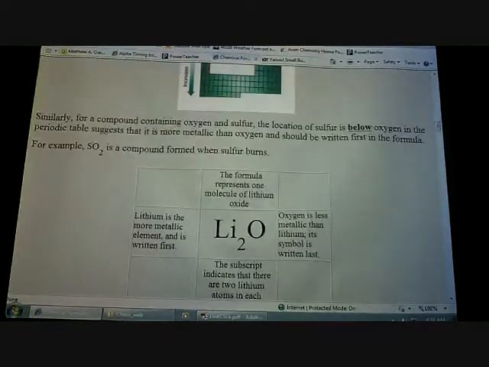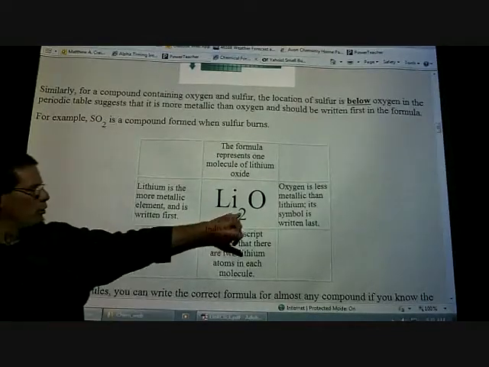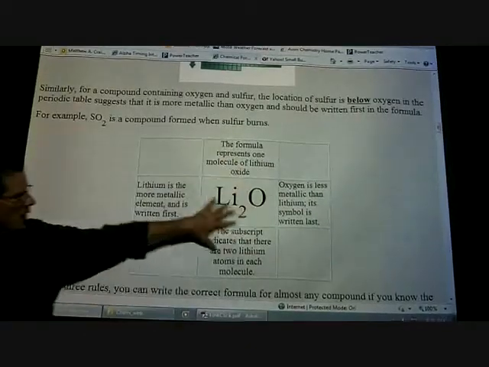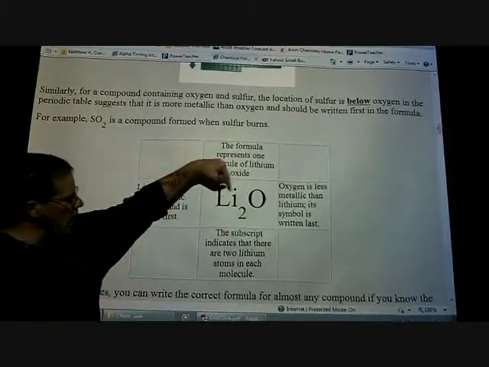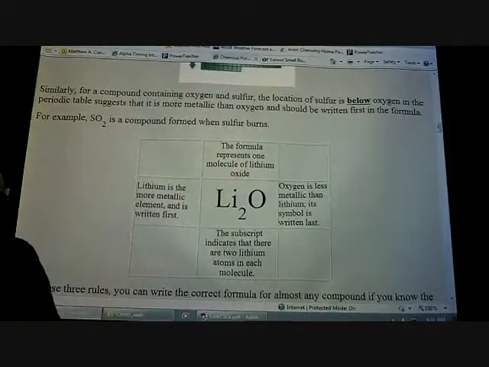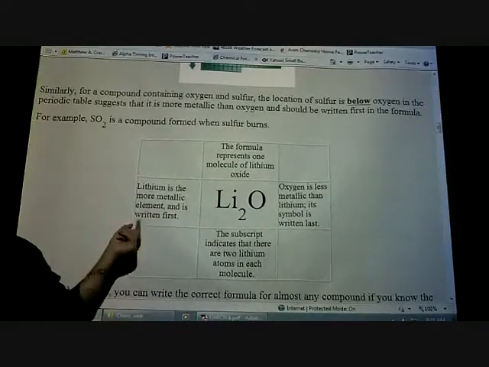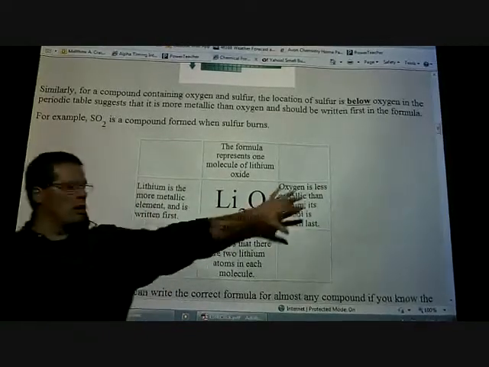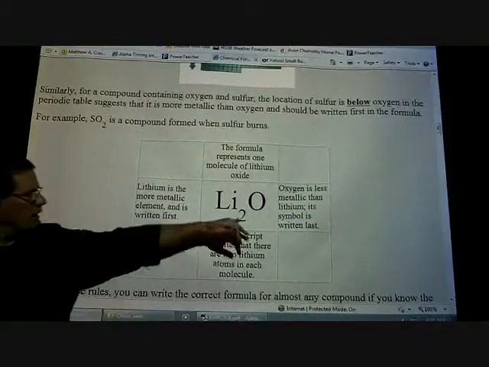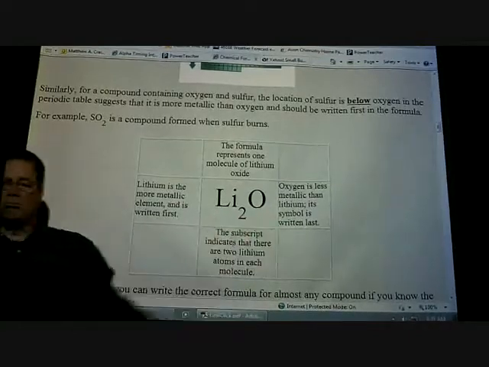And here's an example of lithium oxide. I'll explain why there's two lithiums here in a moment. Looking at this compound, the Li represents lithium. This is lithium oxide, and we'll do the naming components here. Lithium is the more metallic element, so we write it first. Oxygen is the nonmetal, so we write it last. The subscripting indicates that we have two lithiums. Notice there's no subscript for the oxygen.